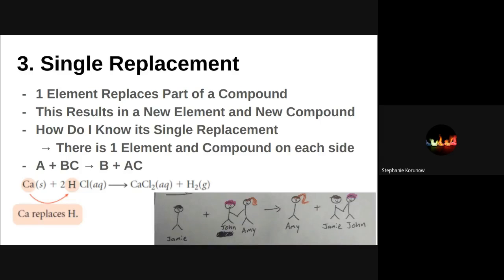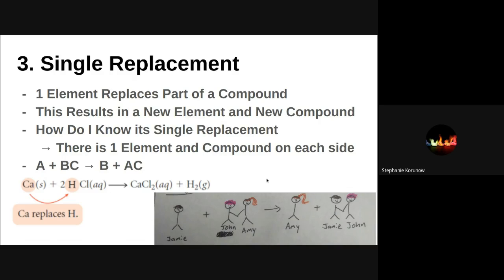Okay, now the next 2 are replacement reactions. The first one is single replacement. In single replacement, we have one element replacing part of a compound. So if you look at this example down here, Ca comes in and replaces the H in HCl. So afterwards, Ca is with Cl and H is by itself.